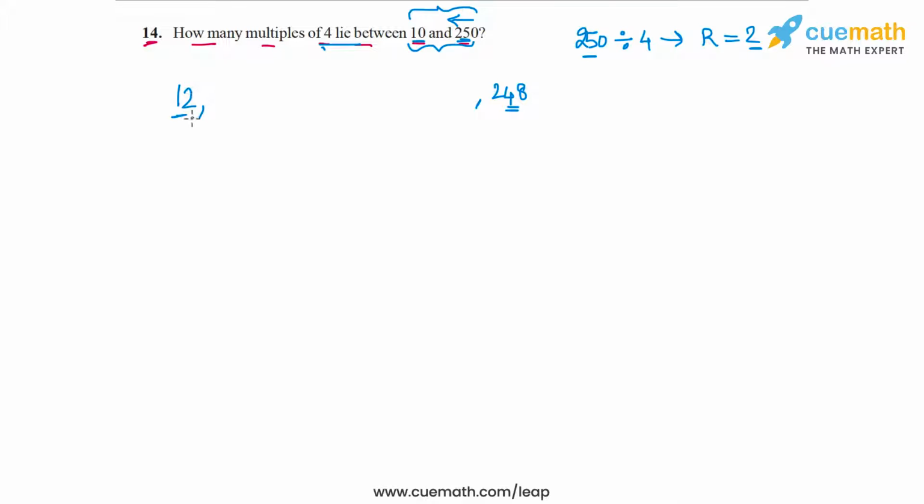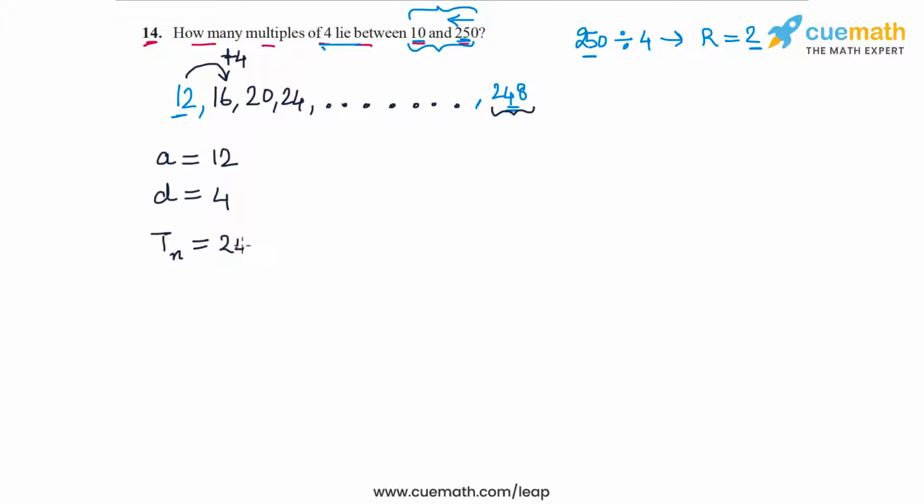Now the other multiples, if we write them out: the next multiple after 12 will be 16, then 20, then 24, and so on. All these multiples of 4 clearly form an arithmetic progression, and the first term of this arithmetic progression is 12, and the common difference is 4, because to go from any multiple of 4 to the next multiple of 4, we have to add 4. Now the last term, or the nth term, is 248. So let's write this as Tn is equal to 248. Now we have to find the number of terms in this arithmetic progression, as that will give us the number of multiples of 4 lying between 10 and 250.